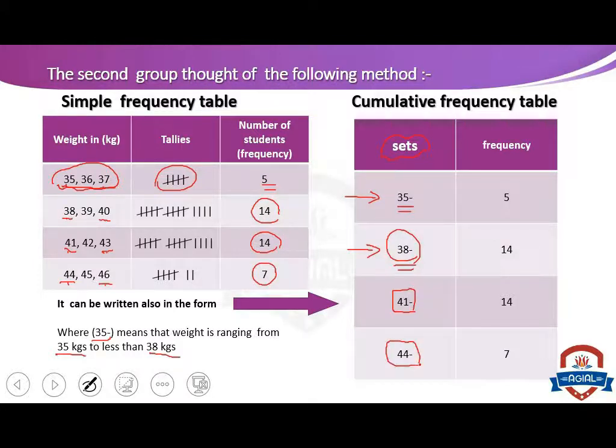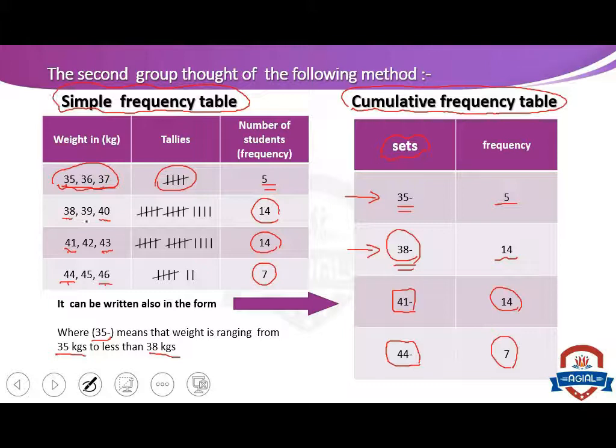If we look at the frequency, in the first set we have 5 students, and we have 14 students whose weight is 38 or 39 or 40, and 14 whose weight is 41 or 42 or 43. In the last group, the fourth group, we have 7 students. The weight is 44 or 45 or 46. So we can use this cumulative frequency table, or we can use the simple frequency table.